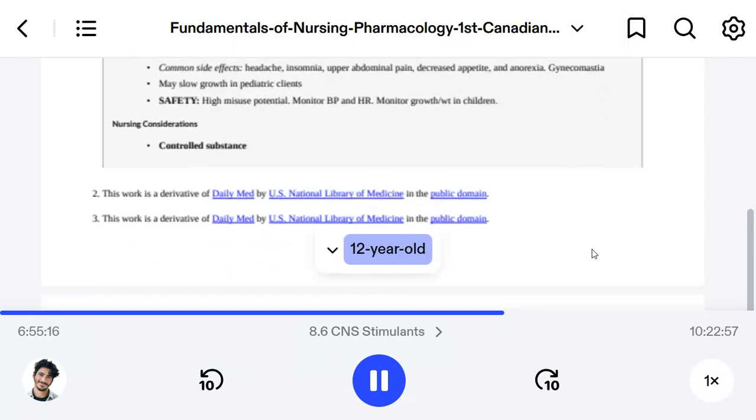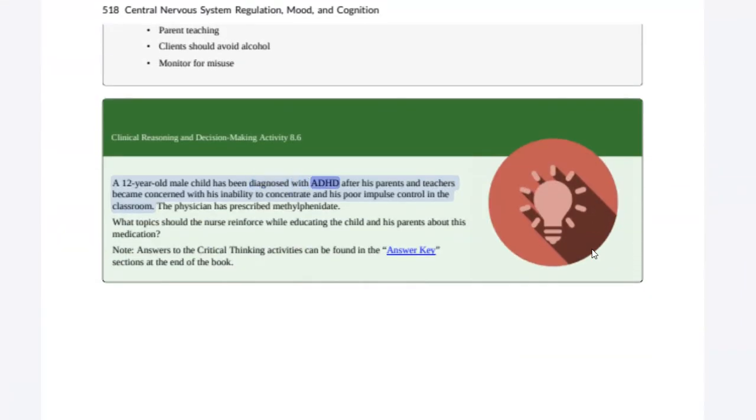A 12-year-old male child has been diagnosed with ADHD after his parents and teachers became concerned with his inability to concentrate and his poor impulse control in the classroom. The physician has prescribed methylphenidate. What topics should the nurse reinforce while educating the child and his parents about this medication?